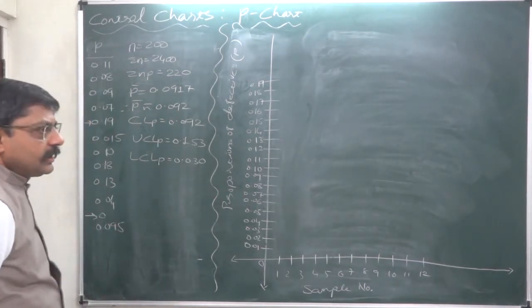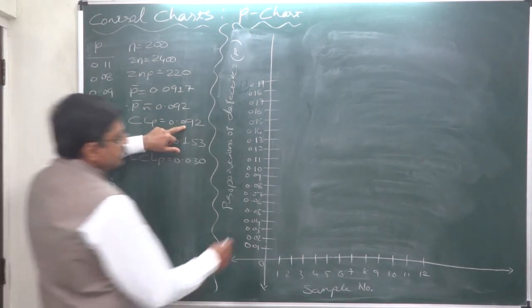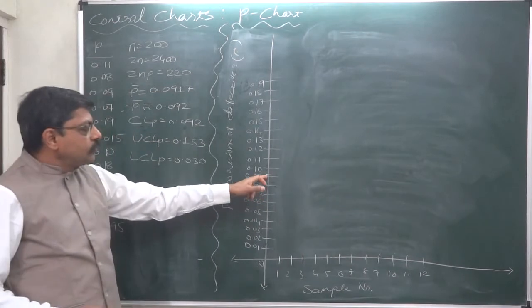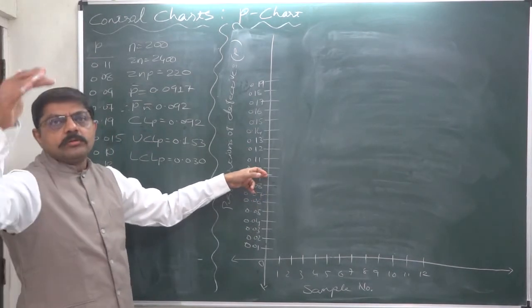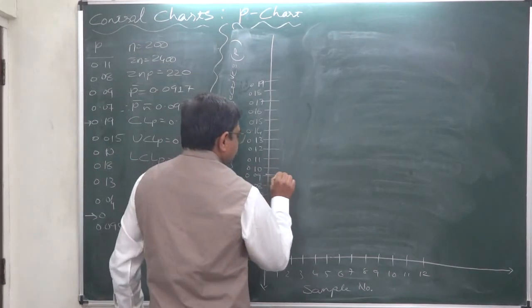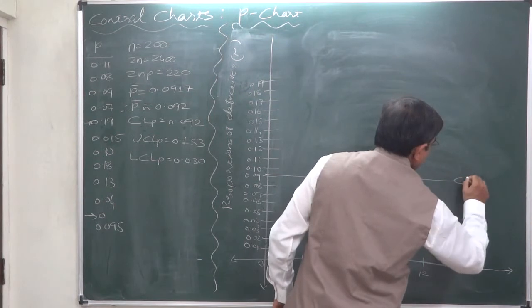Okay, now the central line, that is 0.092. You have to leave 2 millimeters above 9 on your graph paper, mind well. Central line is always drawn continuous.